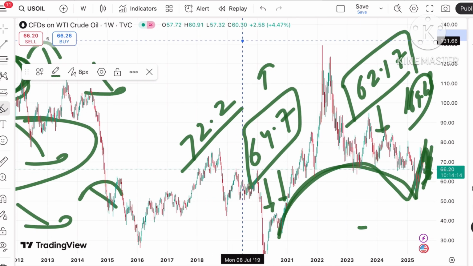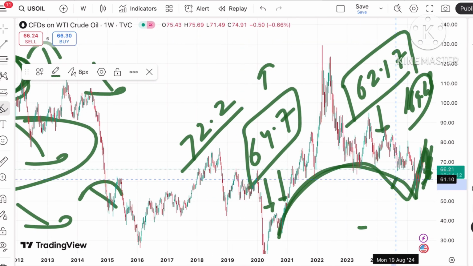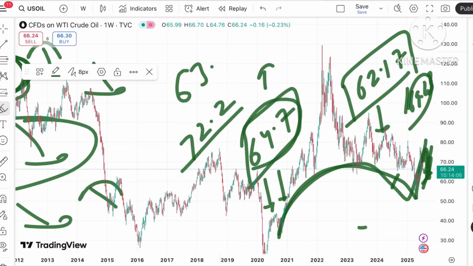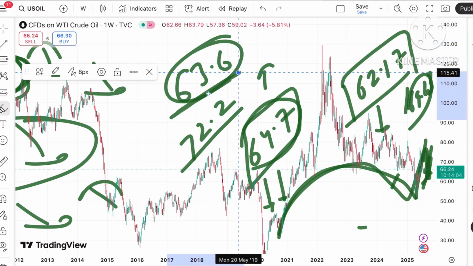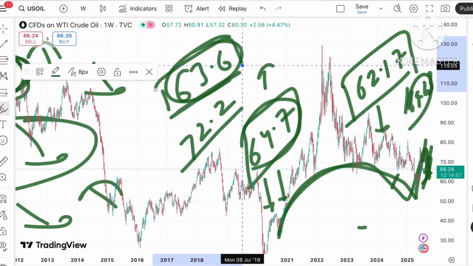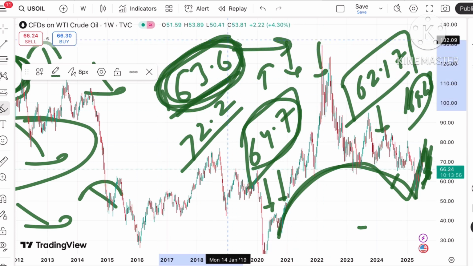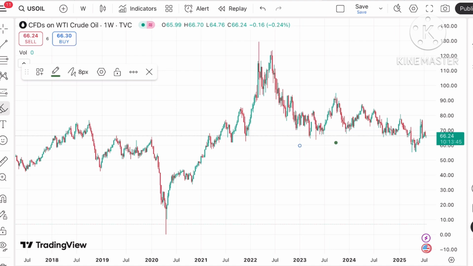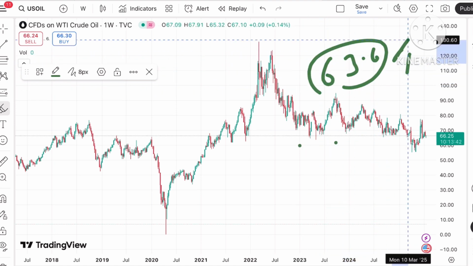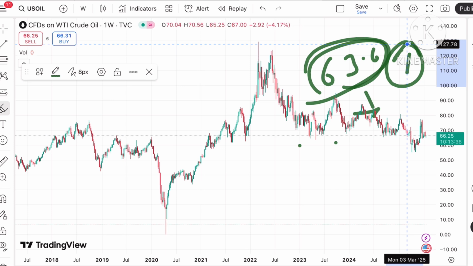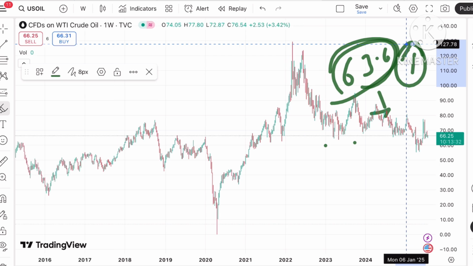Coming back to the crude price, there is a pattern forming. If the price starts going below 64.7, or comes towards a level of 63.6, this is a strong support. If the price keeps moving below this level, a further downfall can be seen. But if the price keeps moving above 63.6, we can see a further upside. Now let's see how the dollar index is moving, because the dollar index is playing an important role.